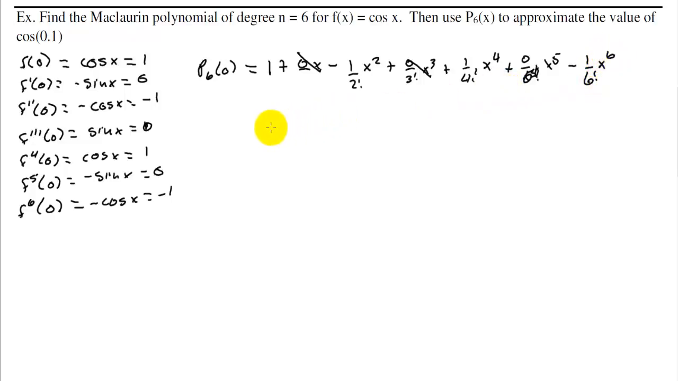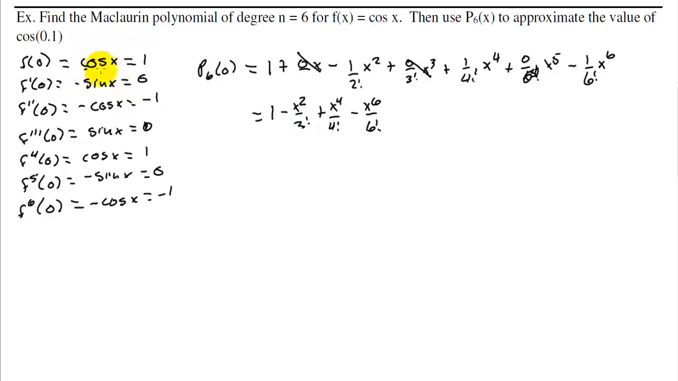So now if we remove all those zeros, we have an x to the 0. So we have 1, and then minus x squared over 2 factorial, and then plus x to the fourth over 4 factorial, and then minus x to the sixth over 6 factorial. And that's the pattern for cosine of x.